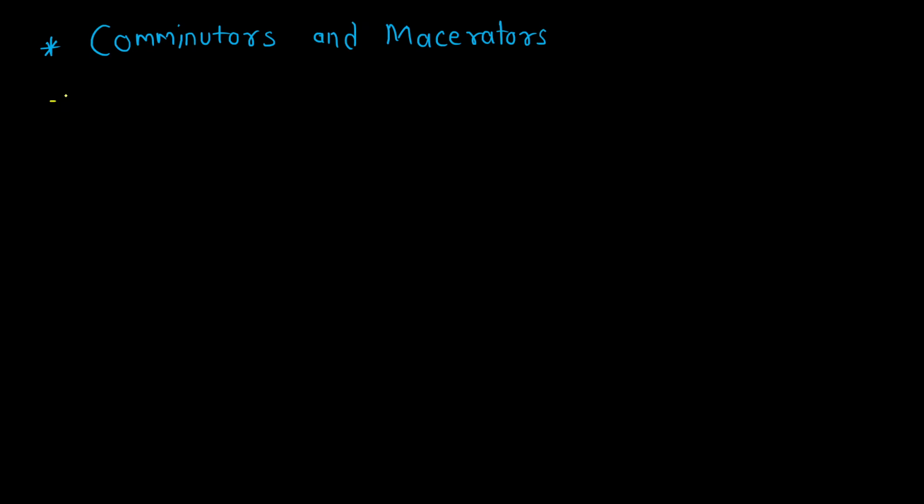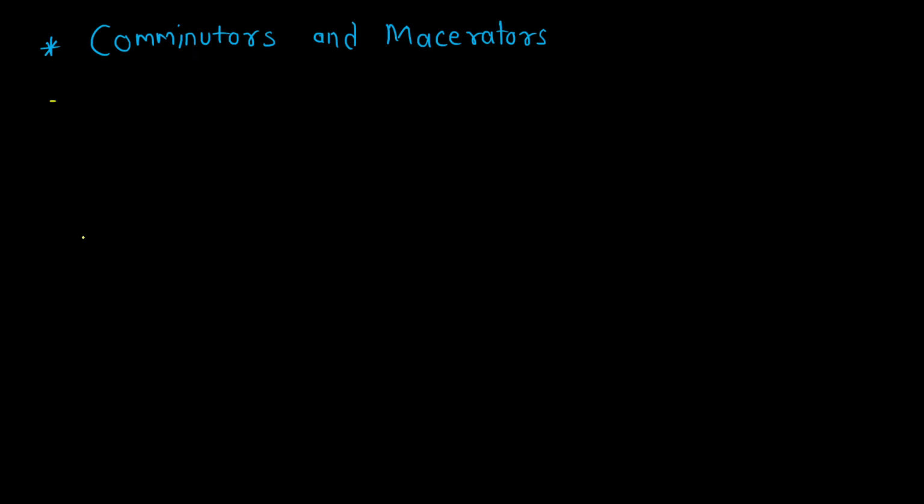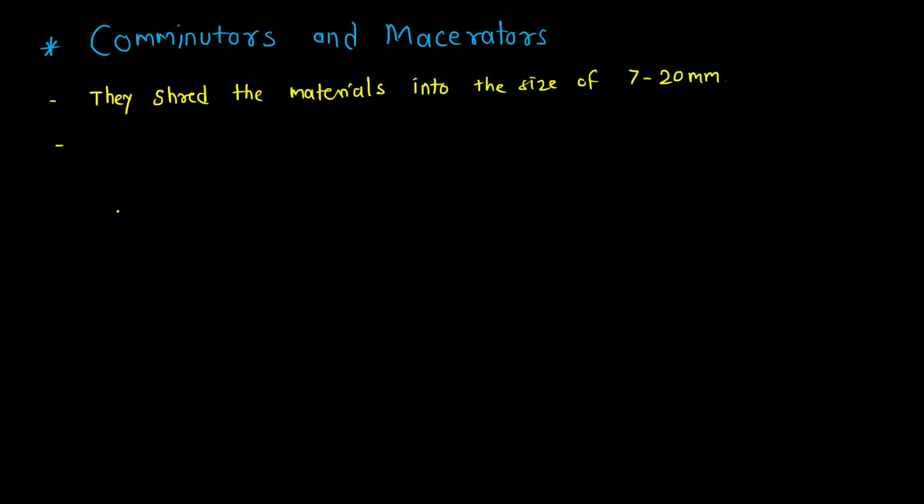So initially, or we can say they are installed, these comminutors and macerators are installed before the screenings. Before the screening process, they are installed. What is the main purpose? They shred the materials into the size of 7 to 20 mm. Whatever the materials are there in the sewage, they get shredded with the help of these comminutors and macerators.